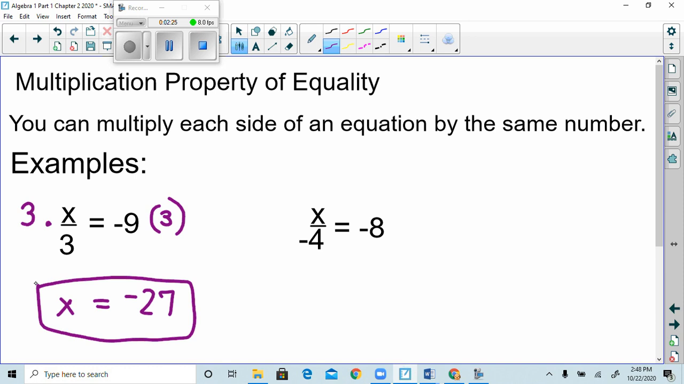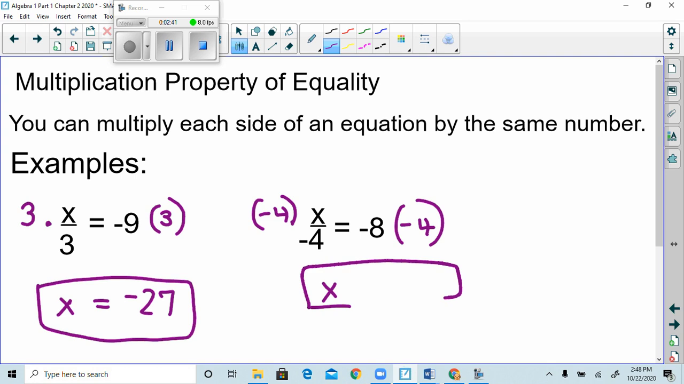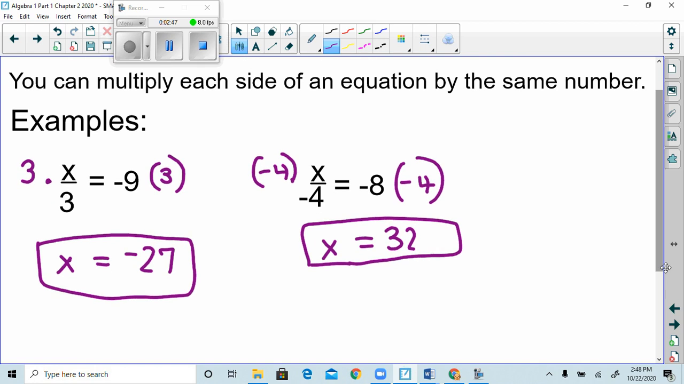Let's see that division problem again, and in a division problem we'll do the inverse operation, which also means we're using the multiplication property of equality, and we're going to multiply both sides by negative 4. That leaves me with x is equal to a positive 32. Why? Because a negative times a negative is a positive.